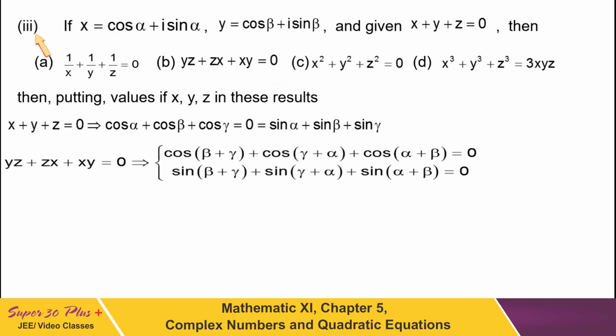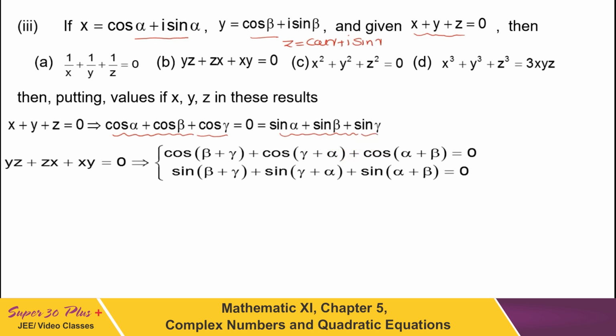Students, point number 3 is here. If x is equal to cos α + i sin α, y is equal to cos β + i sin β, and z is equal to cos γ + i sin γ, and it is given that x + y + z is equal to 0. If x + y + z is equal to 0, then we can say cos α + cos β + cos γ is equal to 0 and sin α + sin β + sin γ is equal to 0.